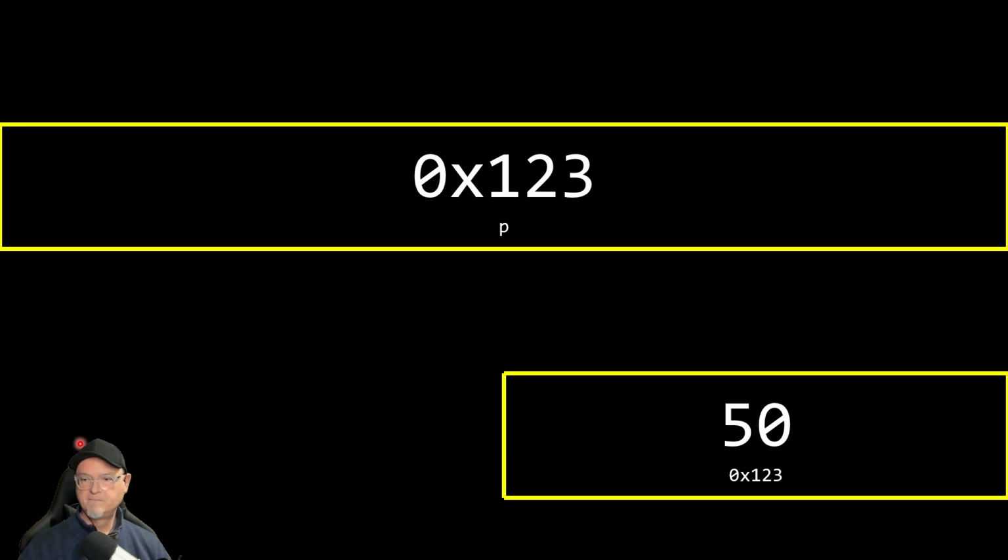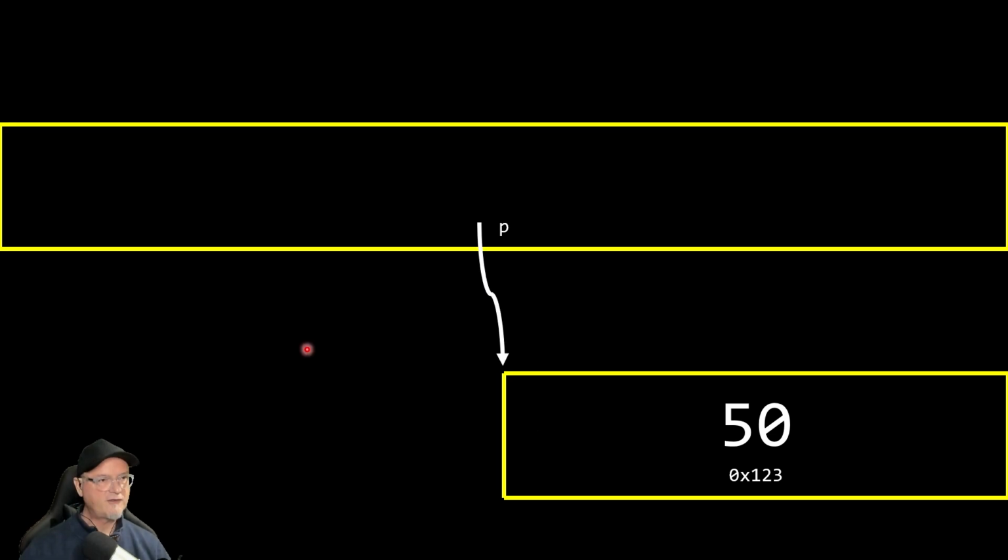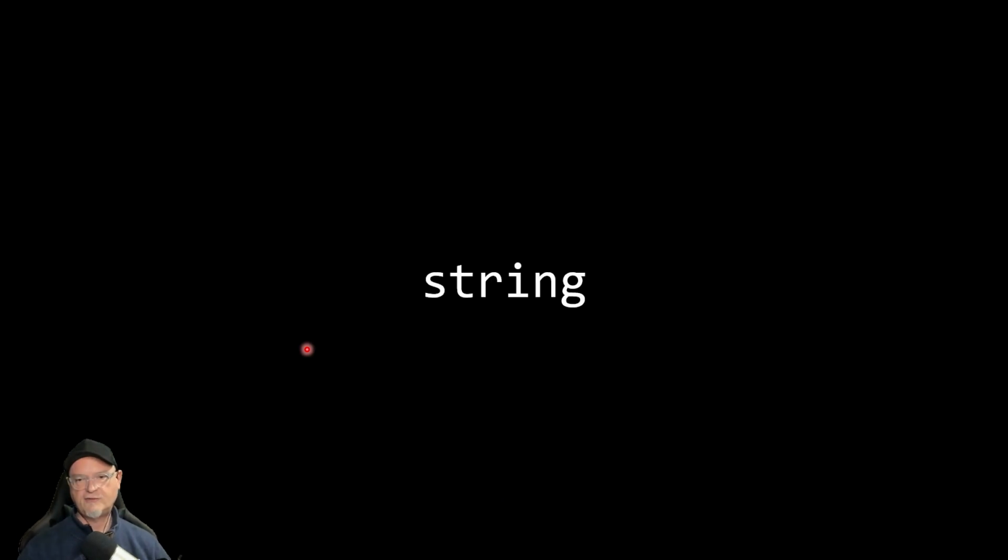Now, what is actually happening here? We've got this 50, we've got the address, and we've got 4 bytes of information. It turns out the pointer is actually pointing to the beginning of where those bytes start in memory. This is an important concept because guess what? This also applies to strings. And we're going to revisit strings.